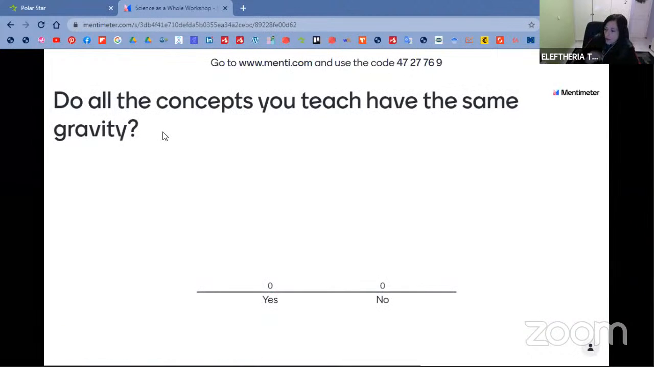So do all the concepts that you teach, do you think that all the concepts that you teach have the same gravity? Are they all equally important? This is my first question.